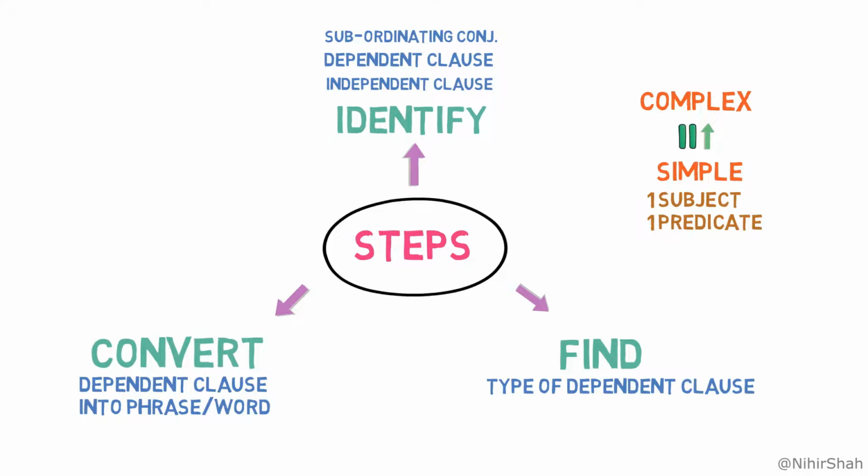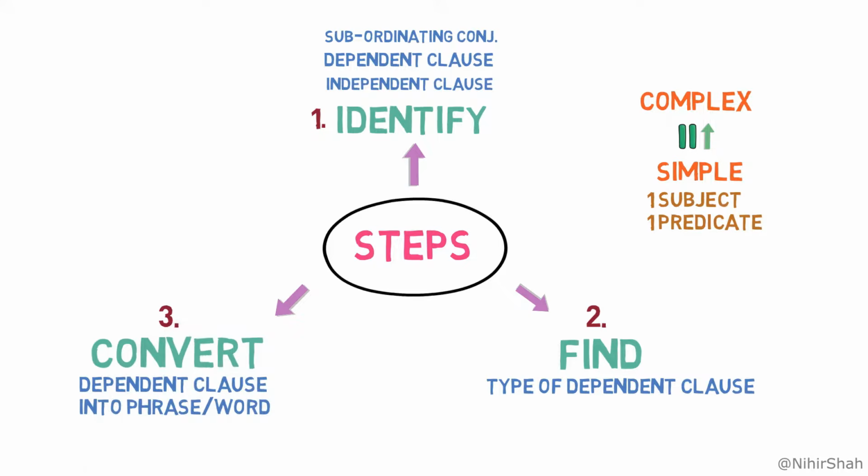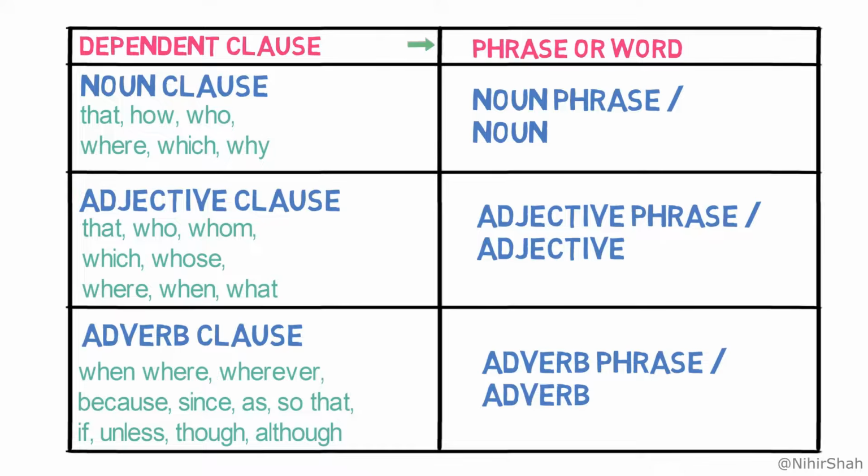Let me revise the 3 steps again. Number 1. Identify the independent clause, dependent clause, and subordinating conjunction used in the complex sentence. Number 2. Find or identify the type of dependent clause, whether it is a noun clause, adjective clause, or adverb clause. And number 3. Convert one of the dependent clauses into a phrase or a word and frame the sentence with necessary changes. If it's a noun clause, we need to convert it into a noun phrase or noun. Similarly, the same rule applies to adjective and adverb clauses.